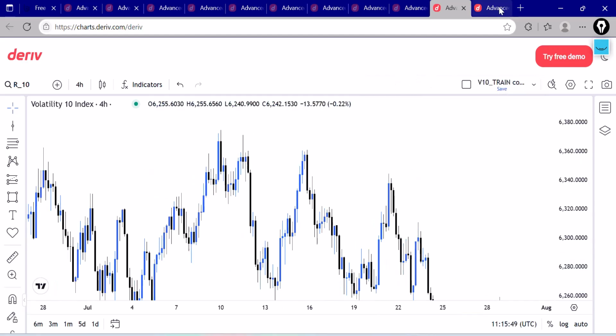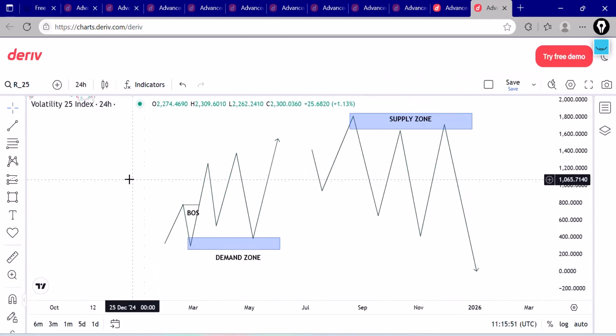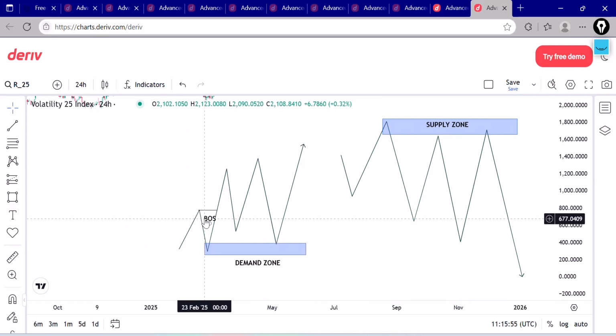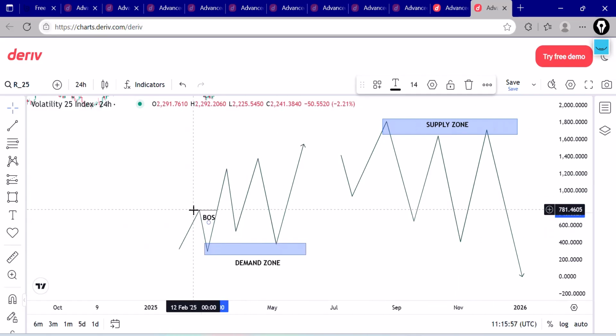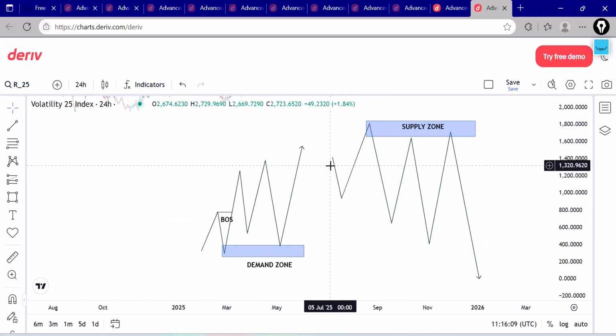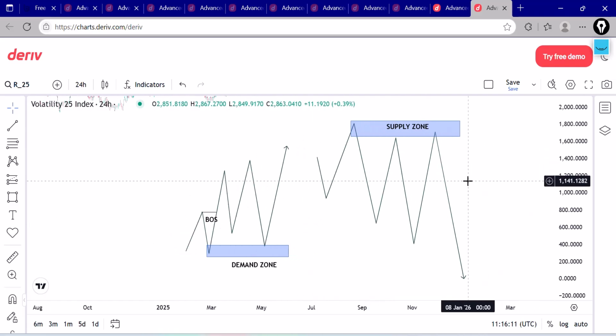Let's move on. For us to have a valid supply or demand zone, the number one thing to look out for is that there must be a break of structure after an impulsive movement. Of course, that impulsive movement will cause a break of structure. And then number two, we'll look for imbalance. All right, so let's go on to the charts and see an example of what we are talking about.